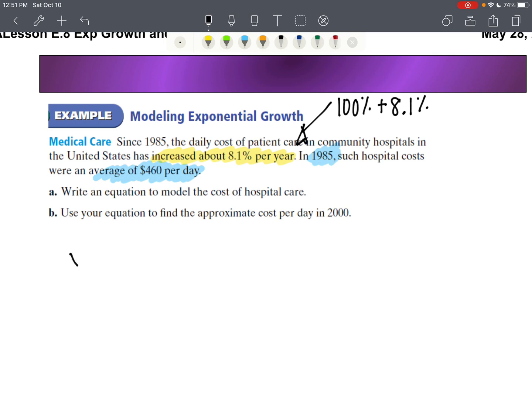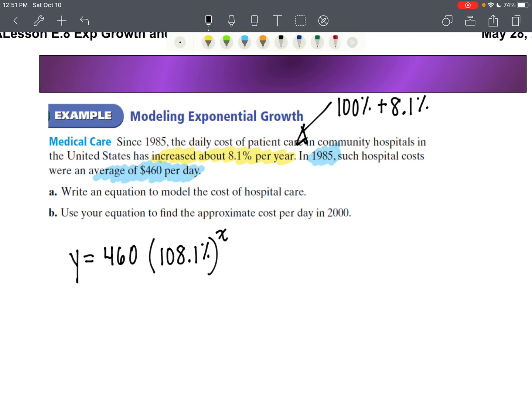So we're going to start with, it's always nice to maybe write the equation down and then go back and make sure that we define our variables very carefully. So y equals our starting amount, our initial cost is $460 per day on average. And then we're going to take that and we're going to multiply it by 100% plus 8.1%, which is 108.1% raised to the x power.